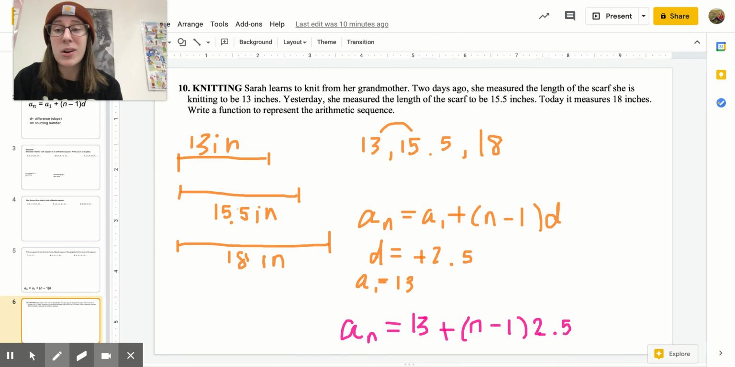It's pretty straightforward. I love arithmetic sequences because they are straightforward. You get a formula. You can predict them pretty easily. Good luck with this lesson.